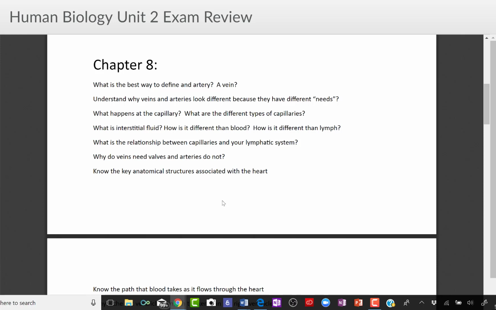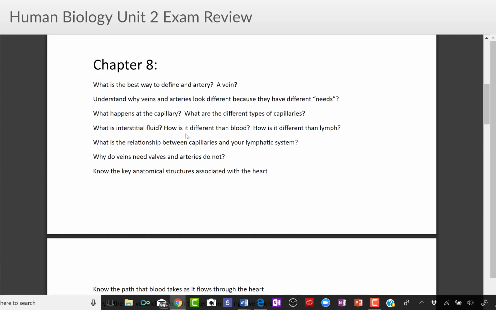So veins are designed to offer very little resistance. They have wide open centers, or lumens. They're thinner and more flexible, because they can't offer too much resistance, or the blood couldn't flow through them. So that's why they look different, because they do have different needs. I couldn't think of a better word, so that's why I put needs in quotation marks.